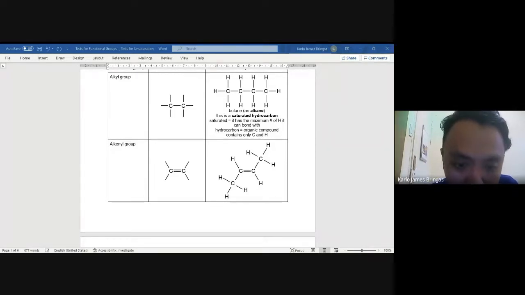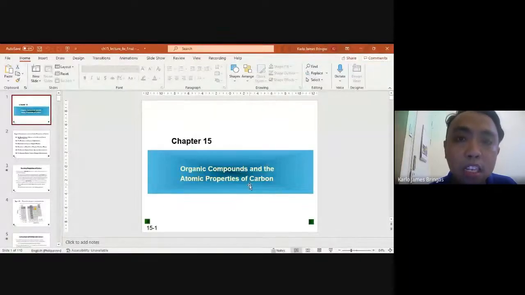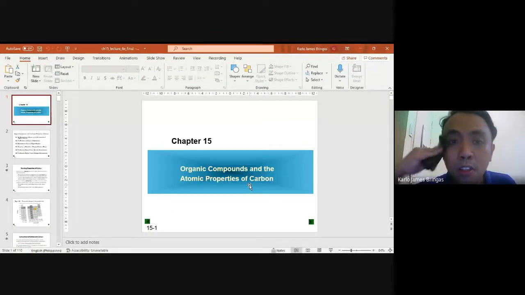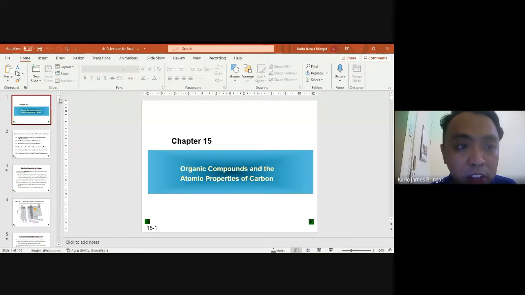So let me stop this presentation and go to the other PowerPoint. So again, you can just download the worksheet sa ating Quipper. So as soon as you can, please be able to do the activity on our virtual lab simulator. And then a week from now, you're supposed to submit the answered na worksheet for the group.